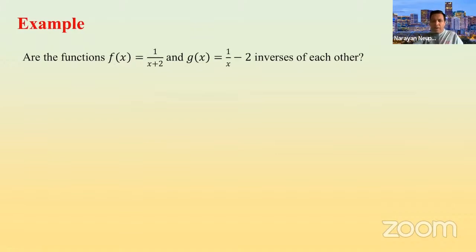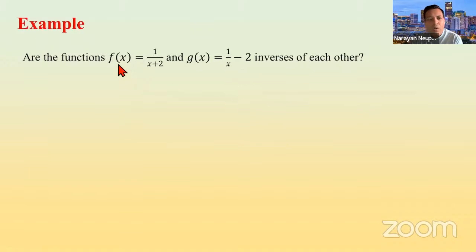Okay, let's talk about it now. Two functions are given, and we have to check whether these two functions are inverse of each other or not. Meaning, if you try to find the inverse of f of x, you should get g of x. And if you find the inverse of g of x, you should get f of x. But we are not actually finding the inverse. We are asked to check whether these are inverse or not.